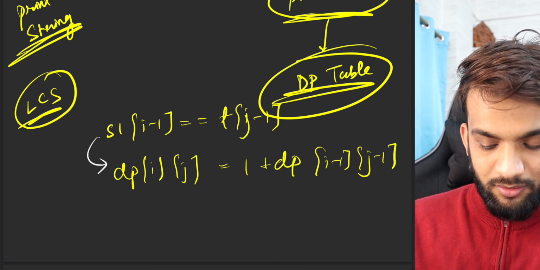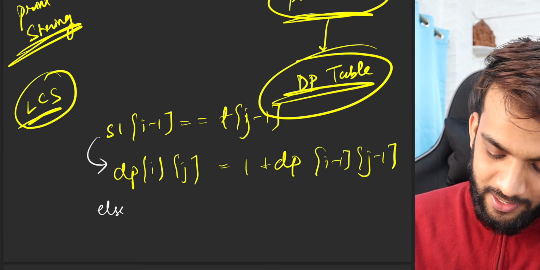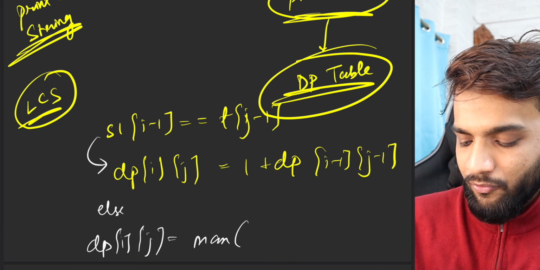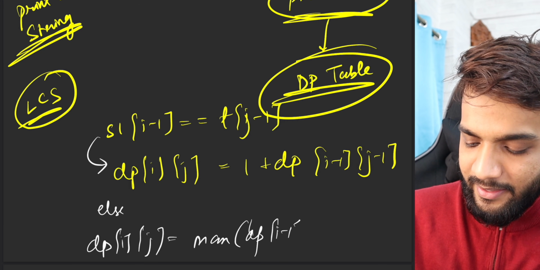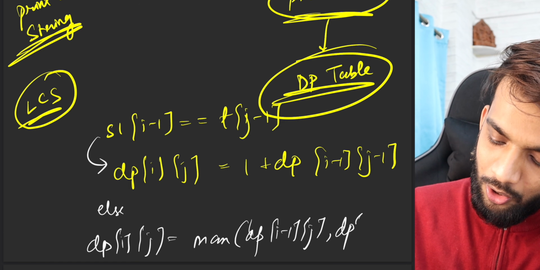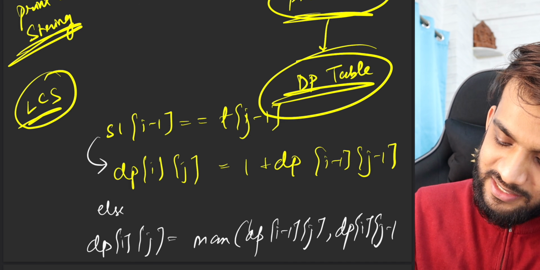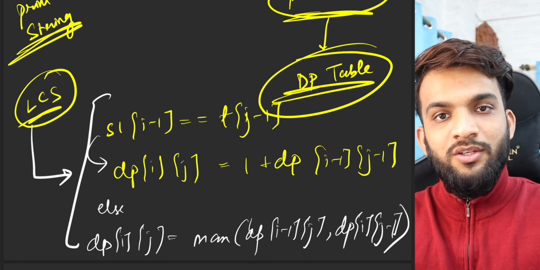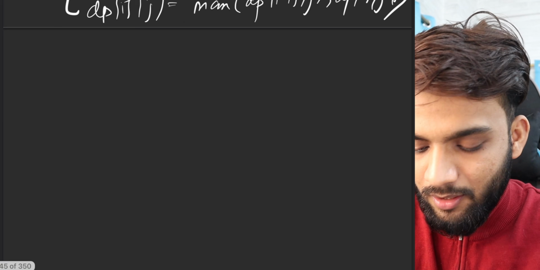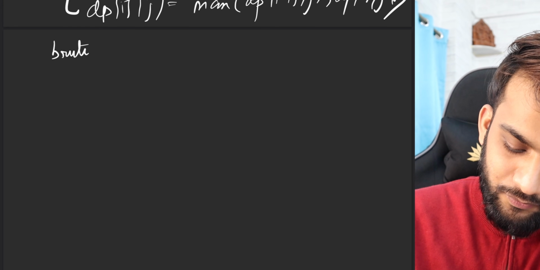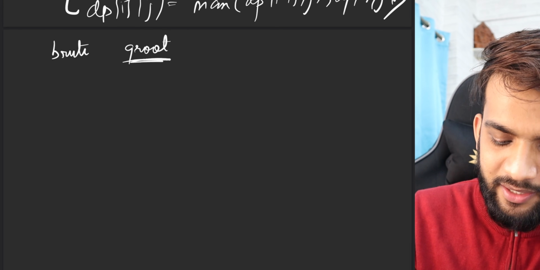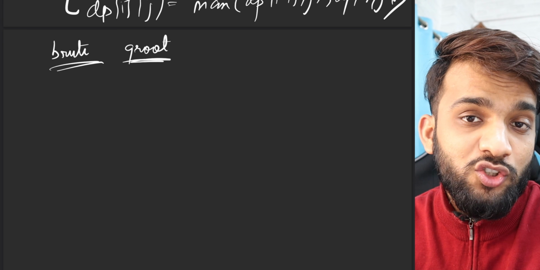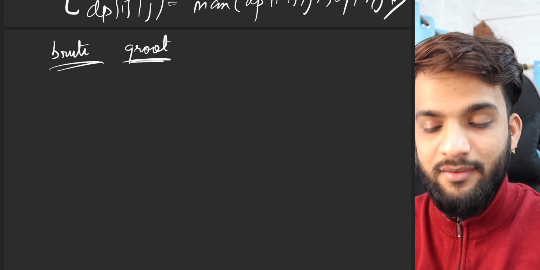That's for this matching character. Or else, dp of i j equals max of dp of i minus 1 j, comma, dp of i j minus 1. Remember from the LCS class? This is straight away from the LCS. So if you remember this, let's take the Brute and the Groot and try to create the DP table super quickly, and then we will see how we can derive the shortest common supersequence from it.